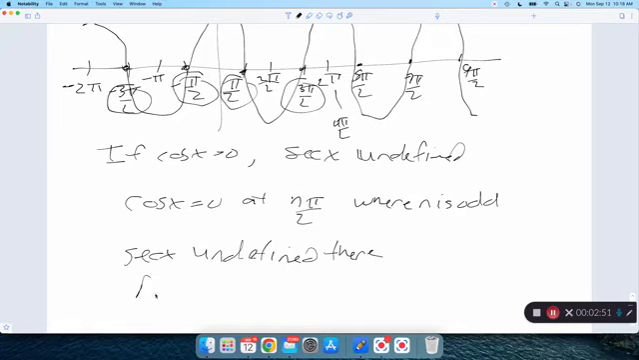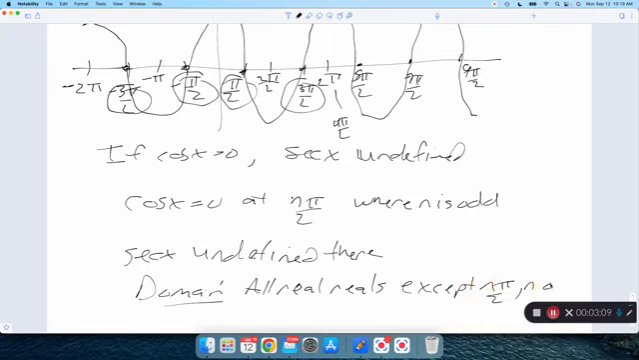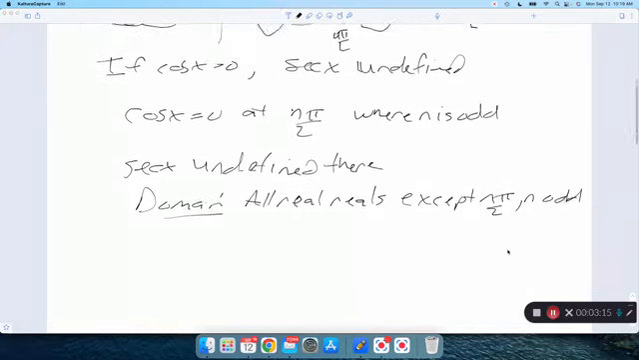So then what's the domain of a secant? The domain would be all real numbers except those bad places, where n is odd. And then we'll talk about the range once we get the graph.